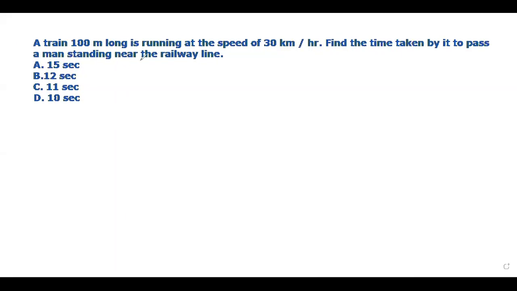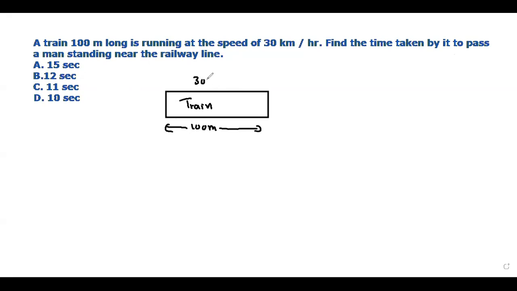A train 100 meter long is running at a speed of 30 km per hour. Find the time taken by it to pass a man standing near the railway. Very easy to know. There is a train, right? Let this be a train. The train is 100 meter long and it is moving at a speed of 30 km per hour.